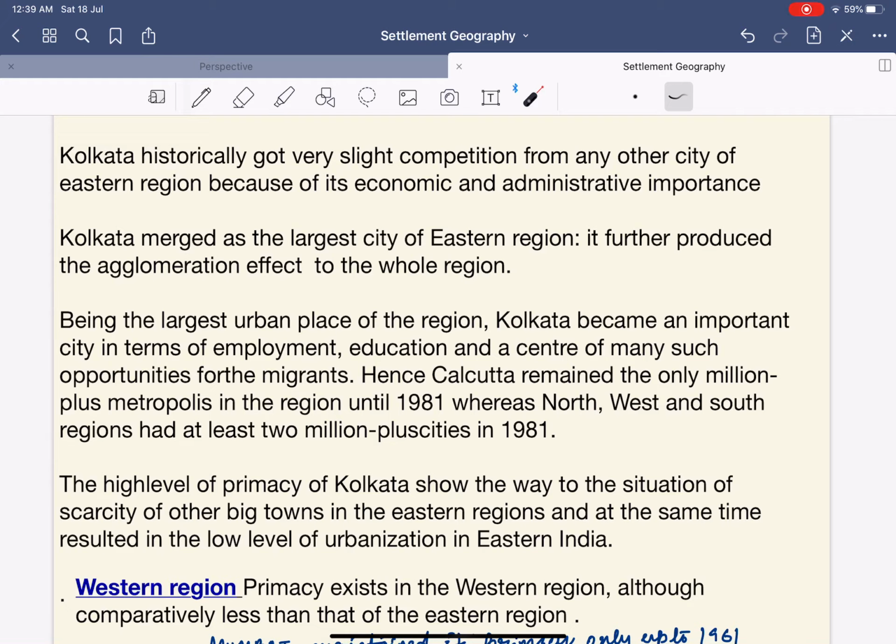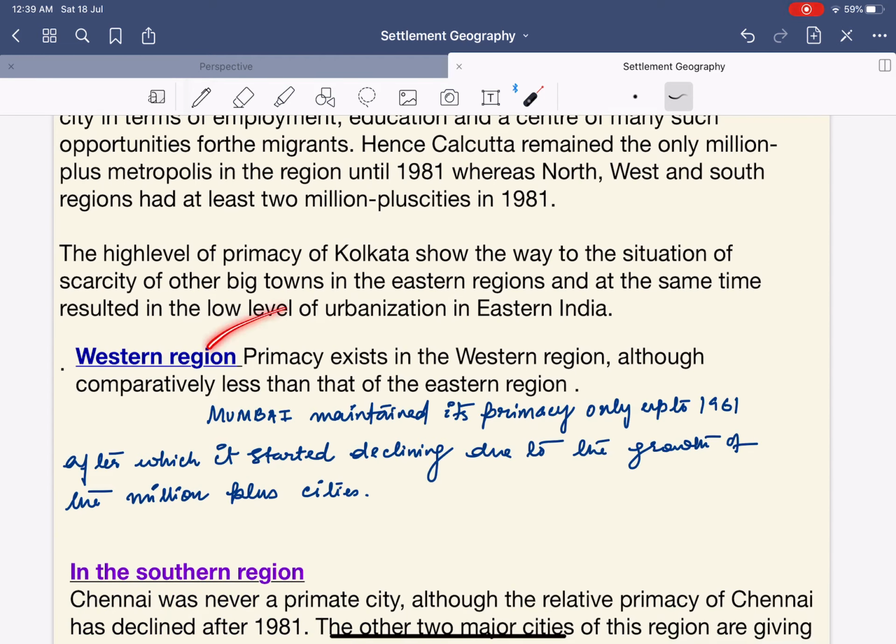But Eastern India has more primacy when compared to Western India. Understand this. When we read of the Western region, it says that the primacy exists in the Western region, although comparatively less than the Eastern region. Why? Because in the Eastern region, if we look at which is the largest city that we are having, everyone will point out that we are having Kolkata in the Eastern region.